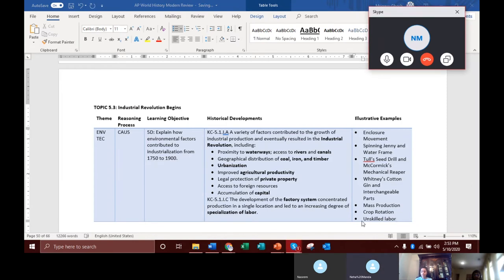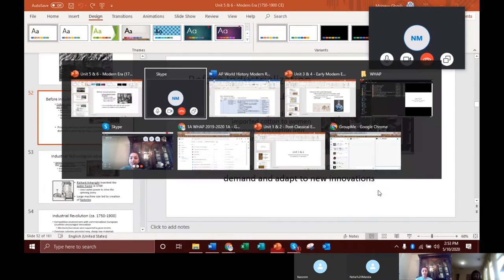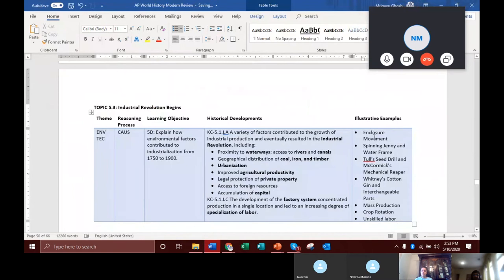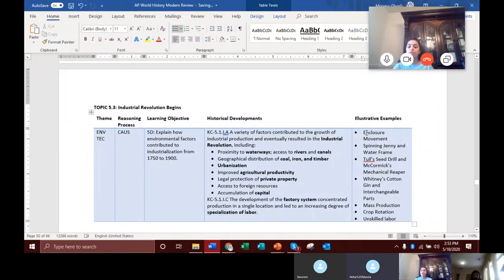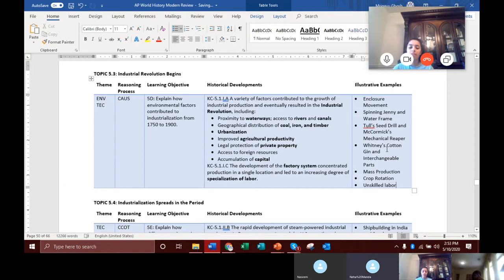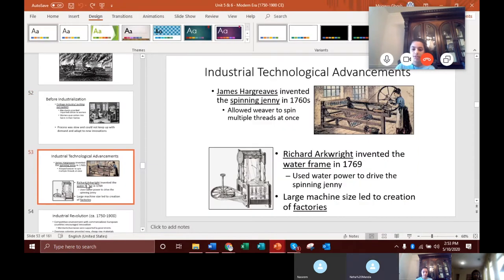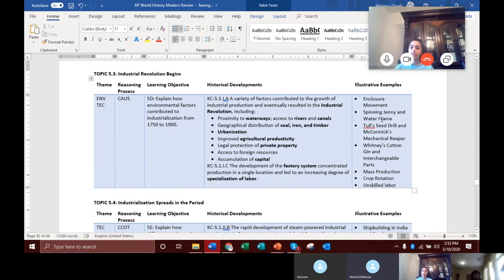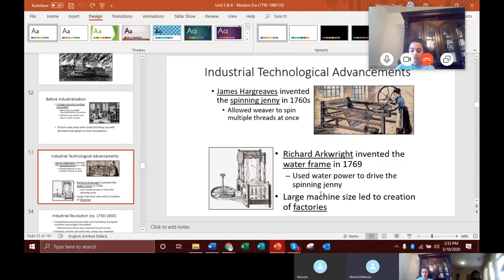Yeah, let's just say cottage industry. Cottage industry. I think that was before, and we mentioned that earlier in the previous one, so that's fine. Okay. Now you can use that as contextualization. Spinning Jenny. We talked about that in Waterframe. Okay. We should mention his name, Arkwright's Waterframe.